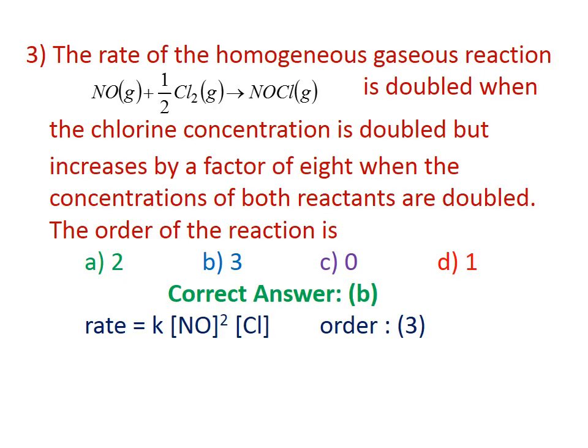Question number 3. The rate of the homogeneous gaseous reaction NO gas plus half Cl2 gas gives NOCl gas is doubled when the chlorine concentration is doubled, but increases by a factor of 8 when the concentrations of both reactants are doubled. The order of the reaction is: for this reaction you multiply it by 2, and you will get the rate equation. The rate will be equal to k into concentration of NO whole square into concentration of Cl2. Therefore, the order of the reaction is 3. The correct answer is B.